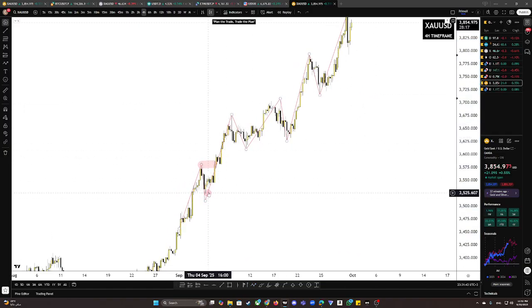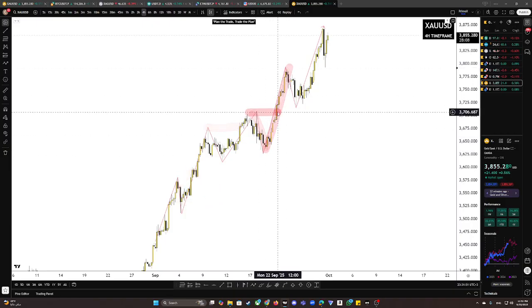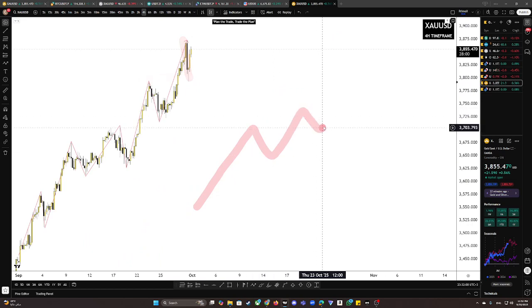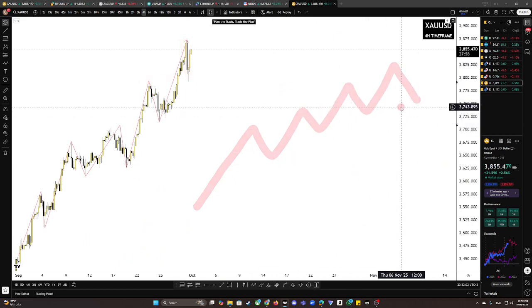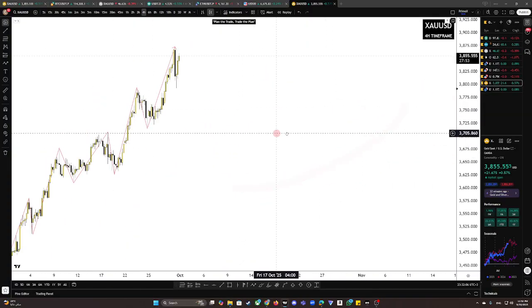As you can see, as soon as we start breaking, here we do not have a pullback, but here after we broke, we got a pullback, and then here we broke again and we got a nice pullback, and here we got another break, and we got a nice pullback. So the markets are always moving in this type of format, which means that it is very important to understand how market structure works.